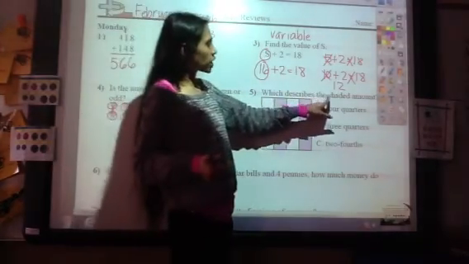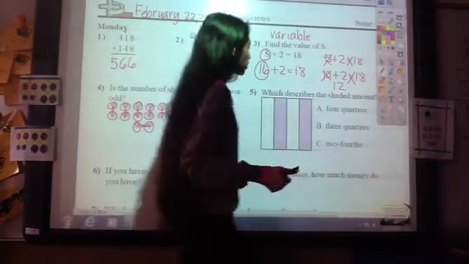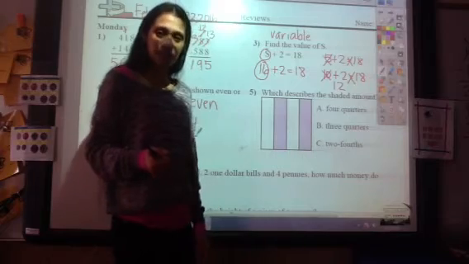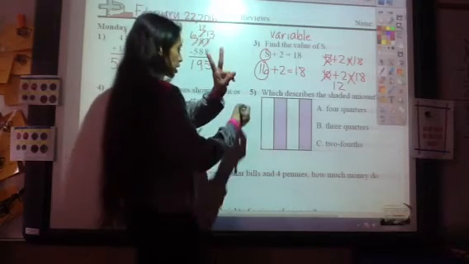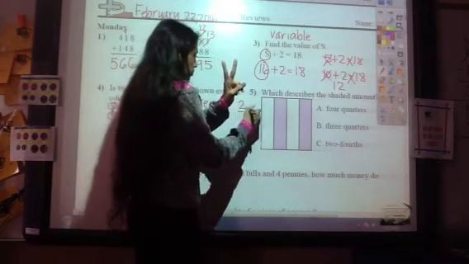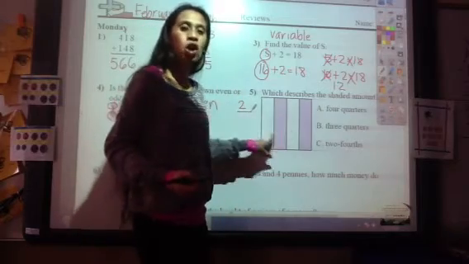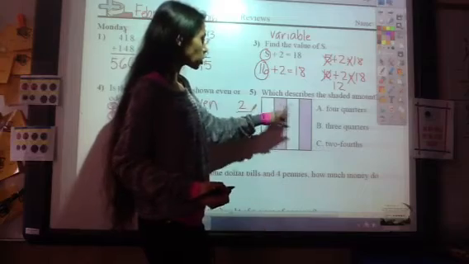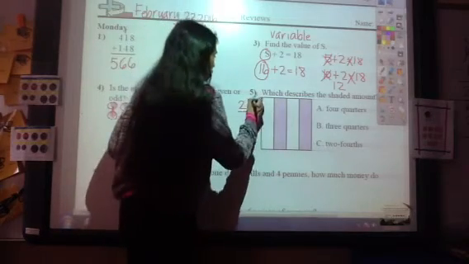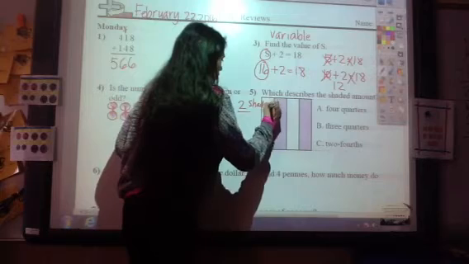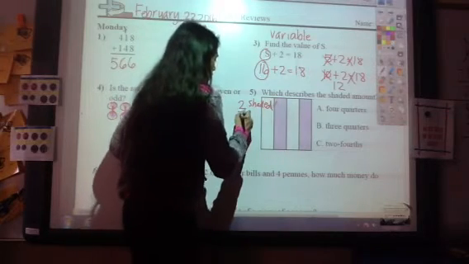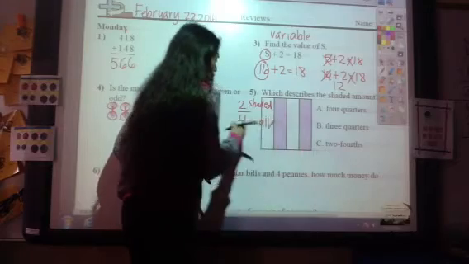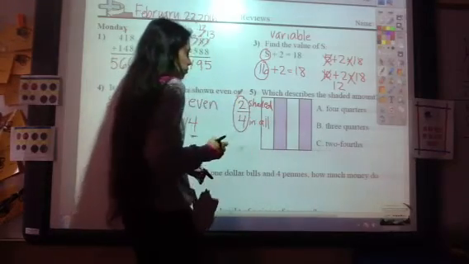All right, let's look at number 5. Which describes the shaded amount? And there's a question mark right there. All right, so look, how many do you see that's shaded? There are 2 shaded. And how many do you see in all? 1, 2, 3, 4. Okay, there are 2 that are shaded. So this 2 is shaded. And there are 4 in all. 4 spaces in all. So that's 2/4.